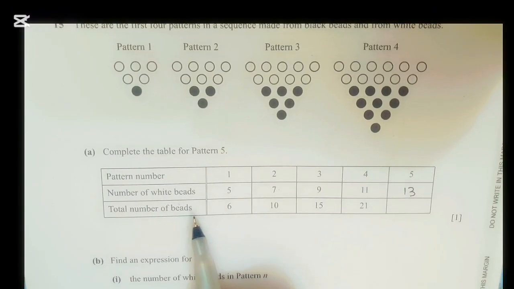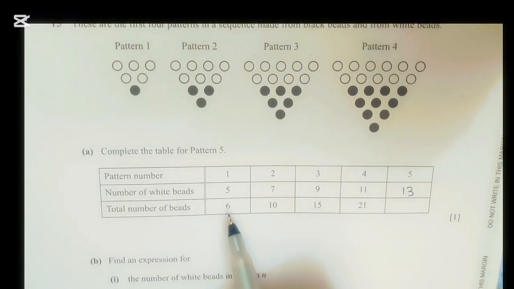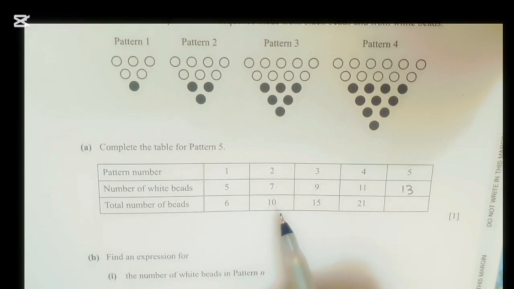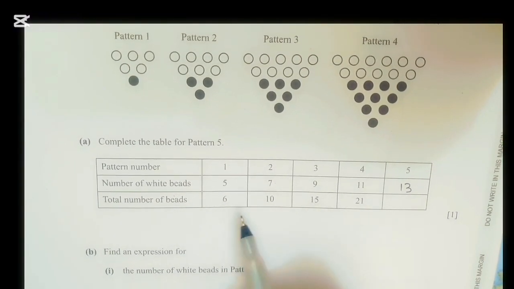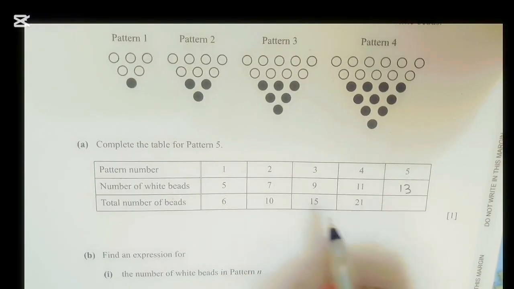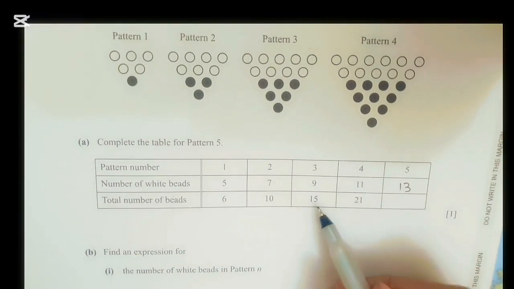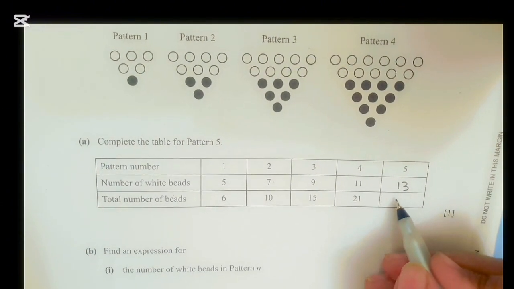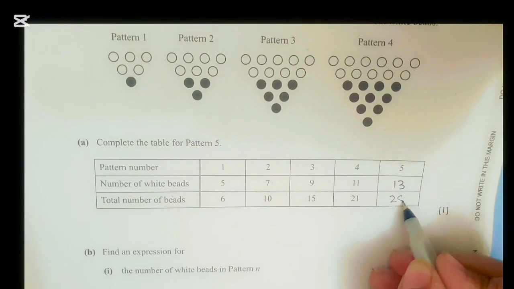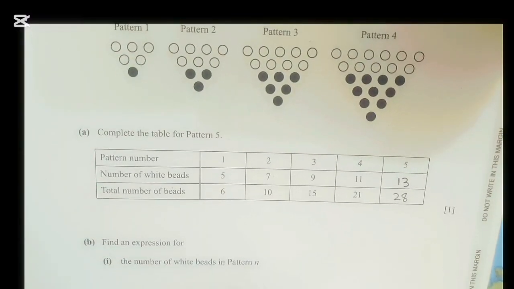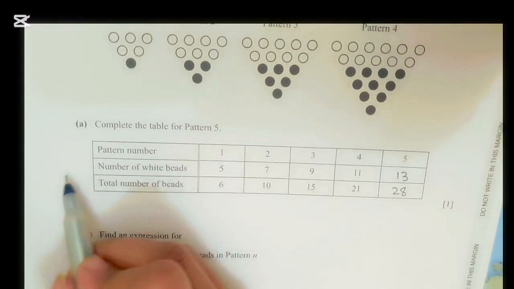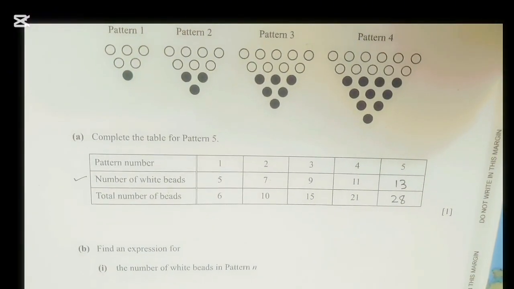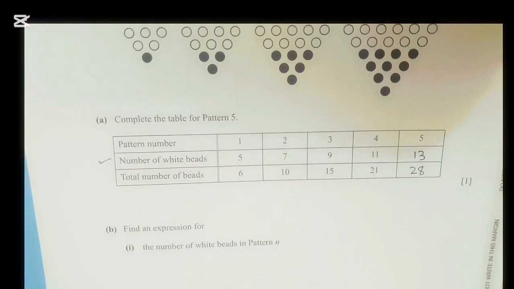Now see the second, total number of beads. So total number of beads is 1 plus 5 is 6 and 6, and here the difference is 6 plus 4 is 10, 10 plus 5 is 15, means here 4 is added, now 5 is added, and now 15 plus 6, so 6 is added, and now here 7 is added, so it would be 28. Now find an expression for the number of white beads. It means we have to find the expression for the number of white beads. So how can we find out the expression?